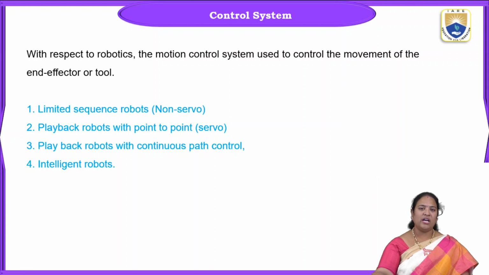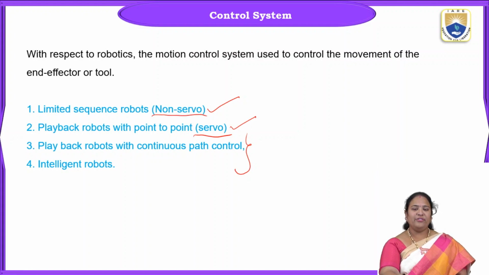So here we have four types of control systems, and firstly we have a non-servo control system and a servo control system. In the servo control system we get these three types of control systems, that is playback robot with point-to-point control, playback robot with continuous path control, and an intelligent control, which come under the servo controller, whereas a limited sequence robot comes under a non-servo control. Now we have to know what is a non-servo control and what is a servo control.